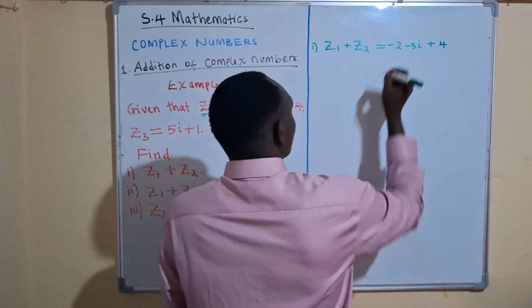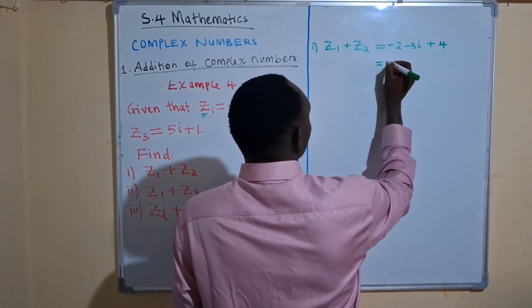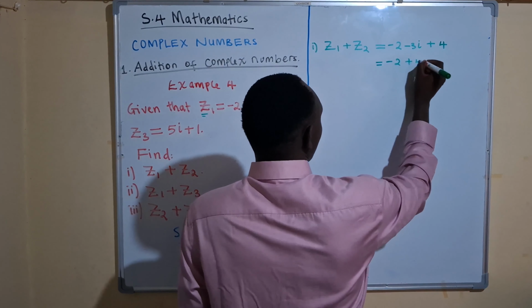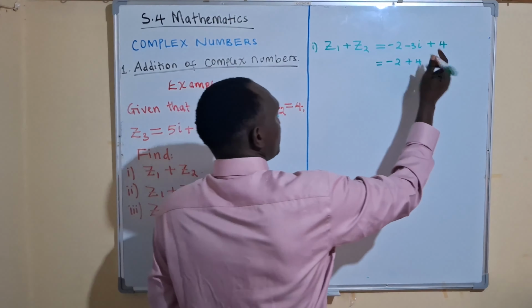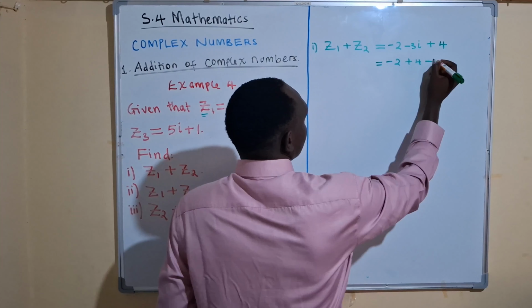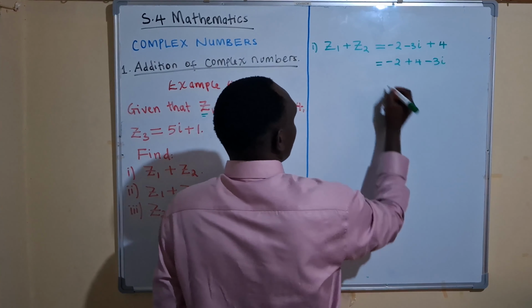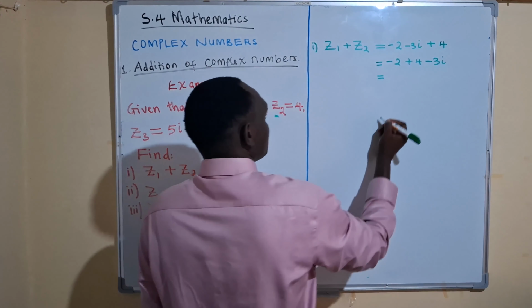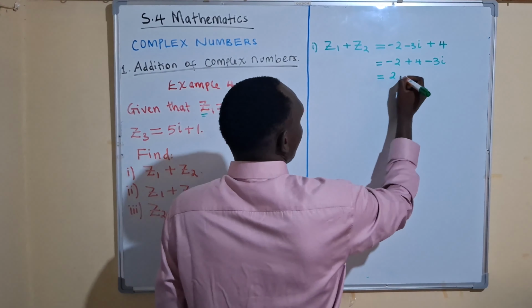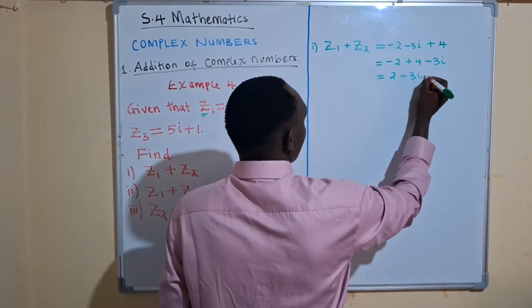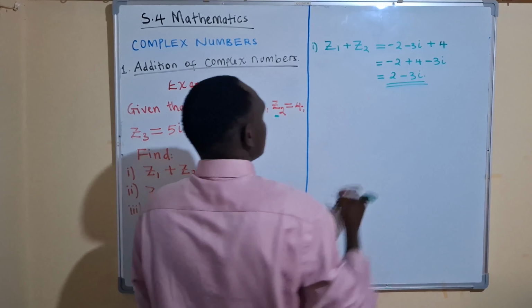And as usual, we add the real parts together. So we shall have -2 plus 4. -3 is a complex part, but it carries a negative sign, minus 3i. If you add -2 plus 4, you get 2 minus 3i. So this is the answer for z1 plus z2.